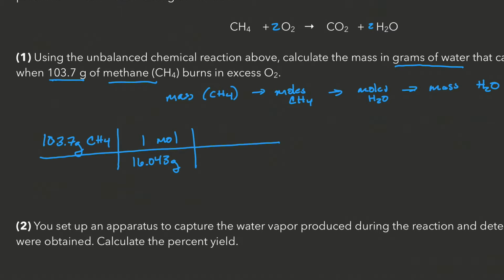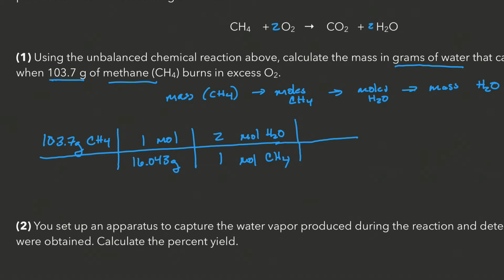Perfect. Now, the next thing I need to do is that molar ratio we introduced in the first video, the basics. And that's in relation to the coefficients. So on top, I want moles of water. I have moles of methane, CH4. So in order to get that, I need to look at my equation up here. And I see that water has a 2 in front of it, the coefficient 2. Methane has a coefficient of 1, and that's my molar ratio.